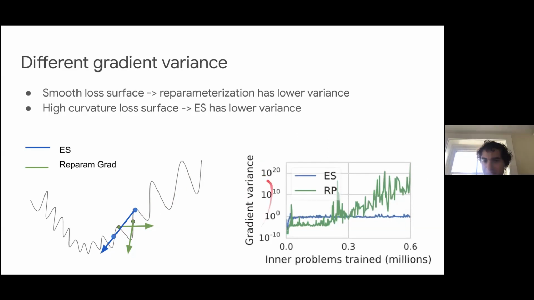This is on log scale. So what this means is at the end of training, we are 20 orders of magnitude worse if we were to train with pure backprop gradients than if we were to use just ES. So these differences are pretty significant and are sort of the difference between these types of methods working or not.